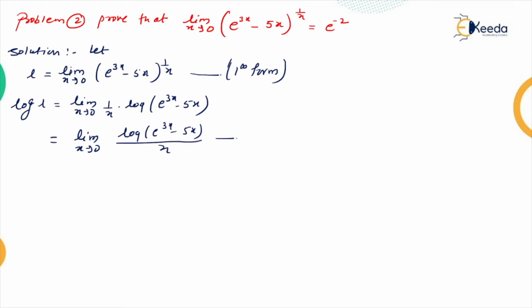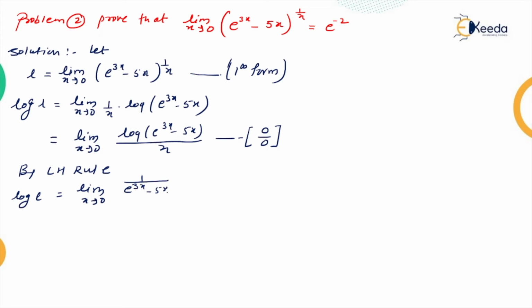Now which form does it take? It takes the 0 divided by 0 form. And if this is 0 divided by 0 form, then by L'Hospital rule, log L becomes the limit as x tends to 0. Derivative of the numerator: the derivative of log of e to the power 3x minus 5x is 1 upon e to the power 3x minus 5x, into the derivative of e to the power 3x minus 5x, which is e to the power 3x into 3 minus 5. The derivative of x is 1. I hope you are able to understand this step.